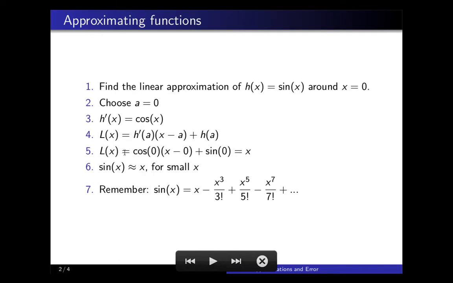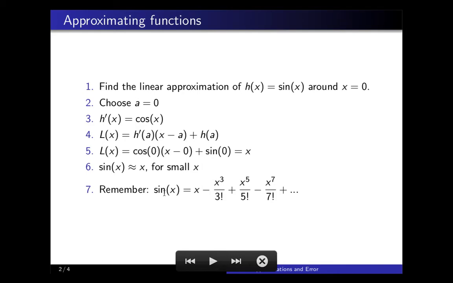So our linear approximation is going to be cosine of 0 times x minus 0 plus sine of 0, which is just x. So what this says is that the linear approximation for sine for small angles, so something around 0, is just x. And for anyone who's done some physics, this is probably something that you're familiar with, but maybe not exactly why.